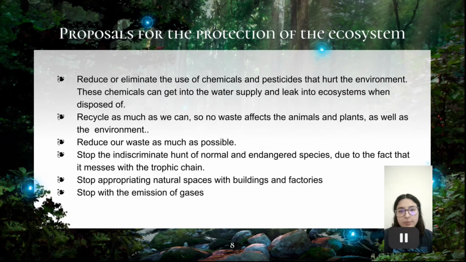Okay, now we're talking about proposals as to how we can keep this type of ecosystem safe. First, reduce or eliminate all types of pesticides because they contaminate the air in which these ecosystems are. They also leak into the water sources of these ecosystems, and some plants, animals, and everything can die.